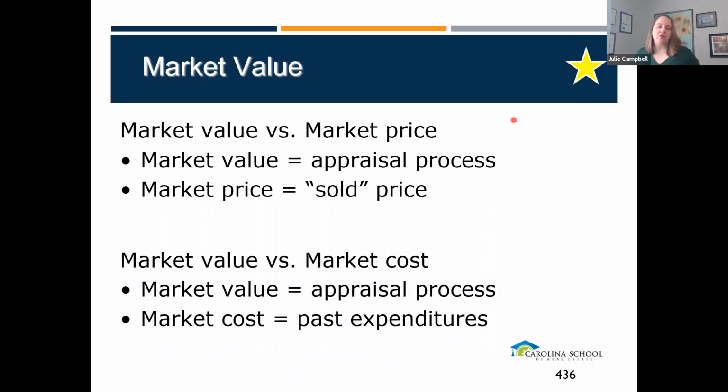Let's compare market value to market cost. Again, market value is the appraisal process, the appraiser putting their opinion on it. Market cost is the money that was put into the property. Putting a new roof on the property is absolutely going to add value. A brand new roof is more valuable than a 30-year-old roof. Everybody with me? If you put a brand new roof on a property, you're not going to be able to get 100% return.